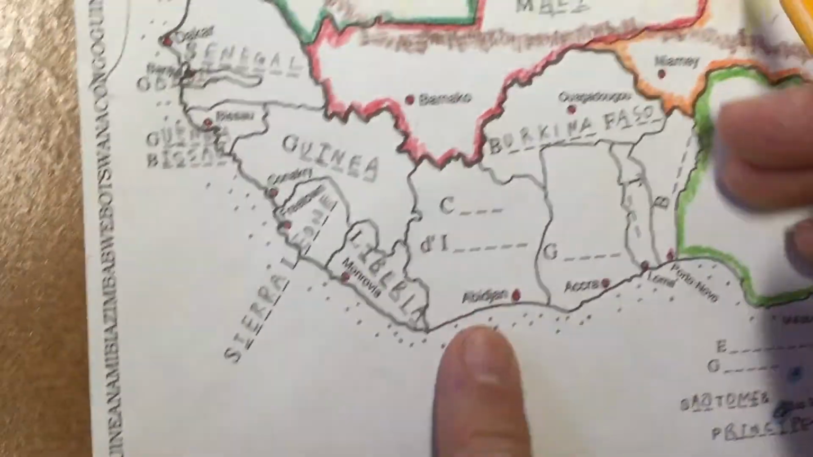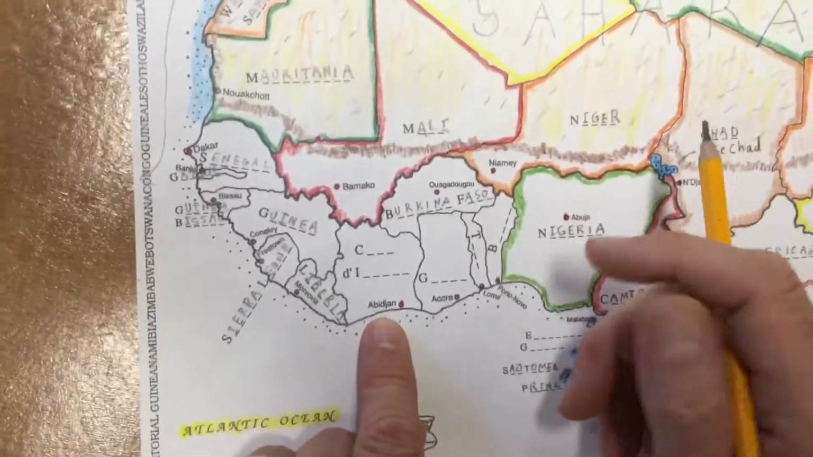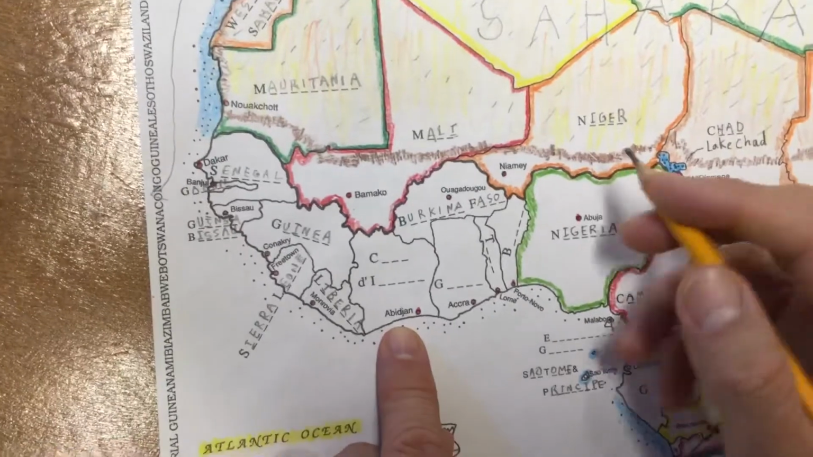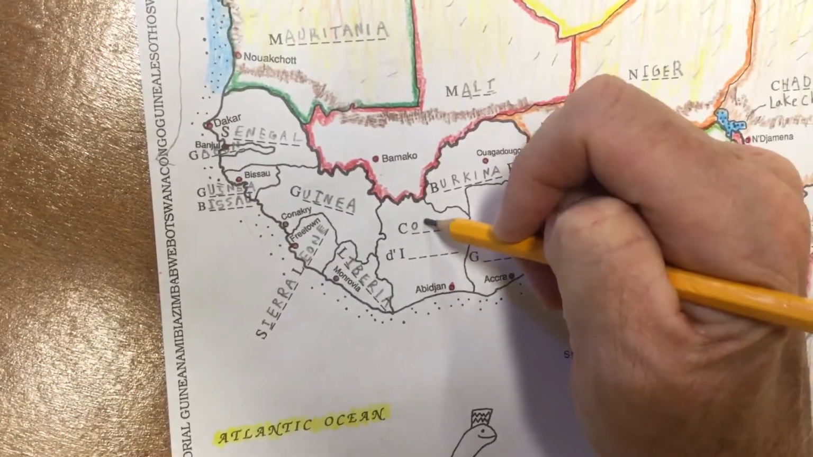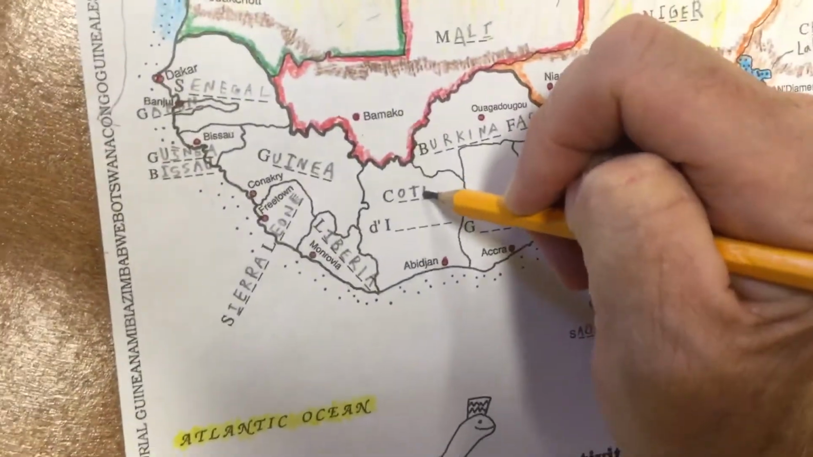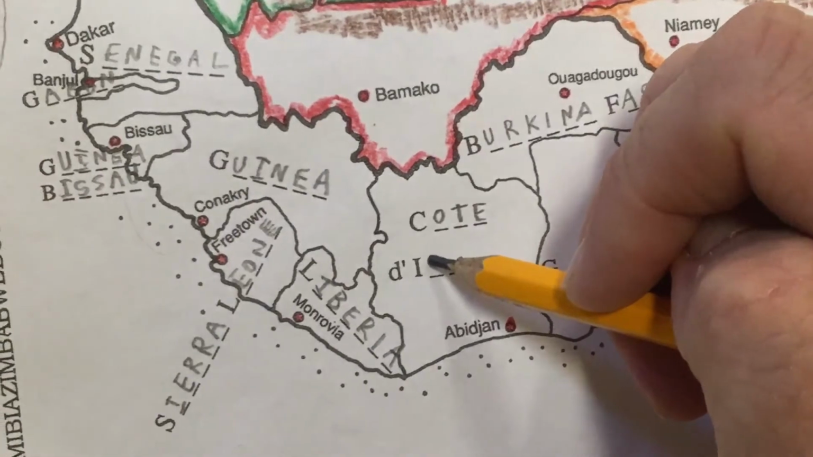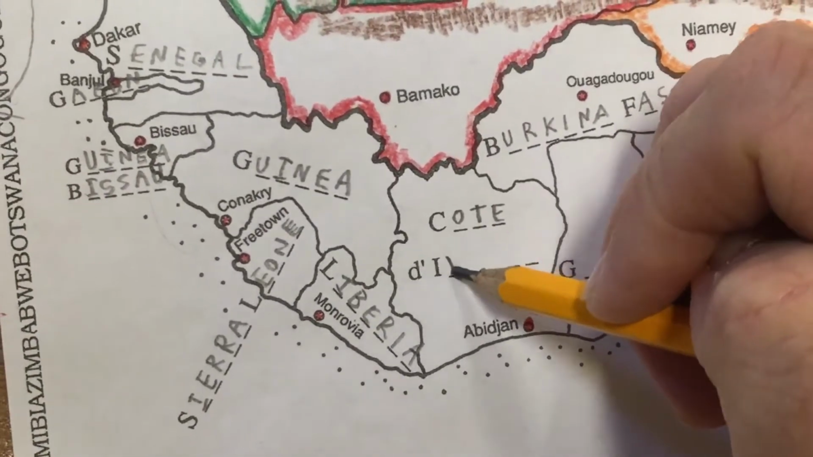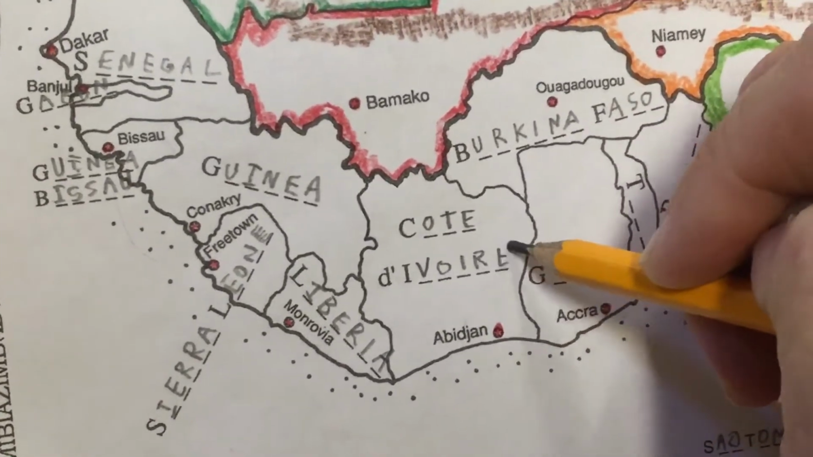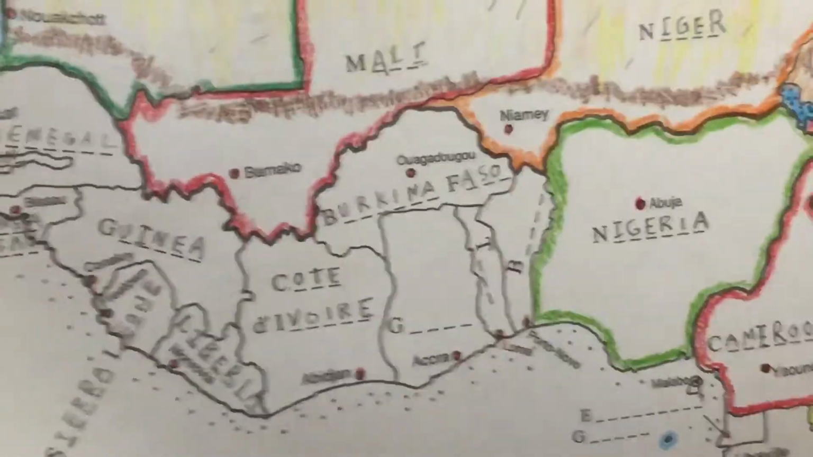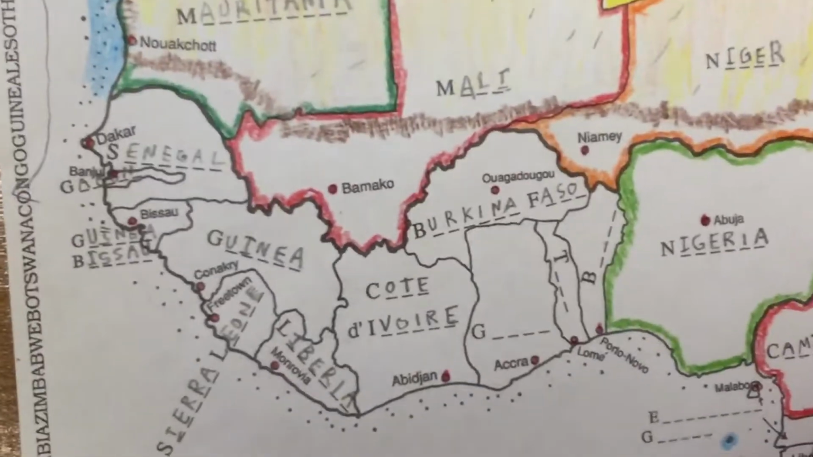Now, on some of the older maps, if you have an old atlas or an old wall map in your school, you might see this country labeled as Ivory Coast, but the name it goes by now is Côte d'Ivoire. C-O-T-E, which I think is French for Ivory Coast. Côte d'Ivoire, D apostrophe capital I-V-O-I-R-E. Côte d'Ivoire.